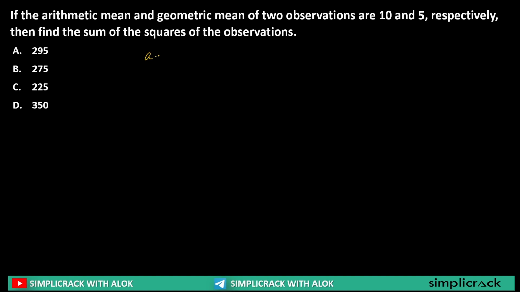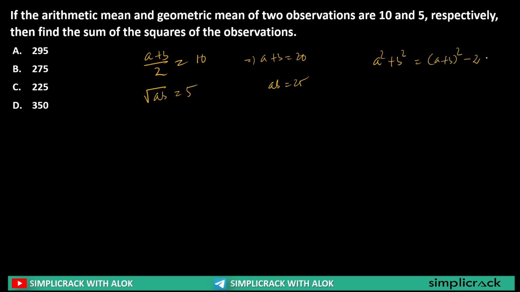So, (A plus B) by 2 is equal to 10. Square root of AB is equal to 5. A plus B is equal to 20. AB is equal to 25. Sum of squares of the observation: A square plus B square is equal to (A plus B) whole square minus 2AB, that is 400 minus 50, that is 350.